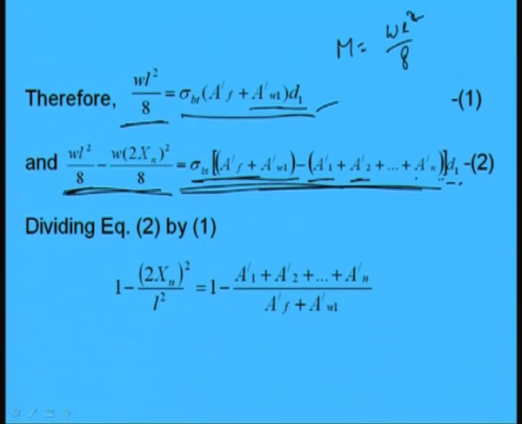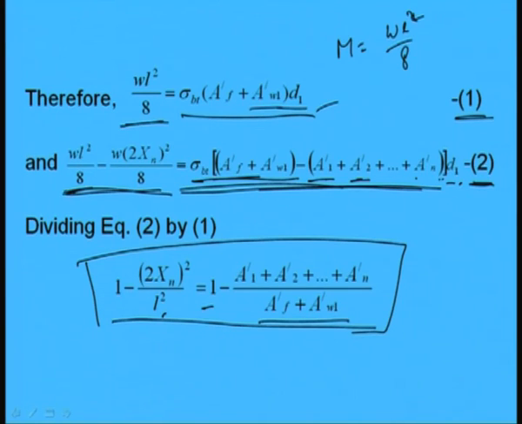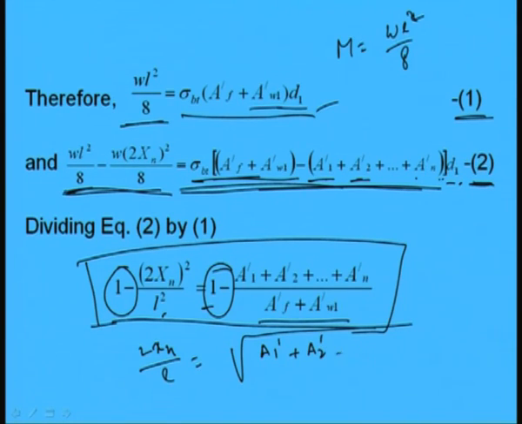Now, if we divide equation 2 by equation 1, then we will get this type of equation. That means 1 minus 2xn whole square by L square is equal to 1 minus A1 dash plus A2 dash plus up to AN dash by A dash F plus A dash W1. So the equation can be made in this way. Now, if we further simplify, this can be reduced from both the sides. So 2xn by L will become the root over A1 dash plus A2 dash plus up to AN dash by A dash F plus A dash W1.